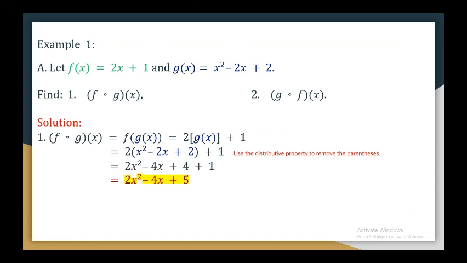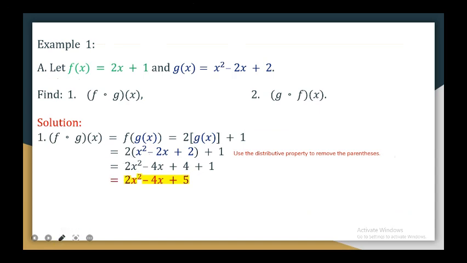Okay, so then what is the value of g of x? That is equivalent to 2 times our g of x value is x squared minus 2x plus 2. That's why here in the next line we have 2 times the value of g of x, which is x squared minus 2x plus 2, that is inside the parenthesis, plus 1. So what are we going to do here? Use the distributive property to remove the parenthesis. Okay, that is 2 times x squared, that is 2x squared.